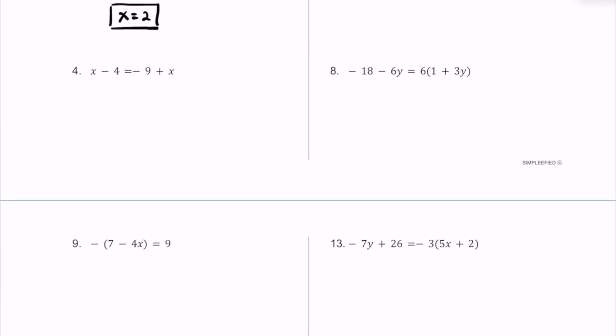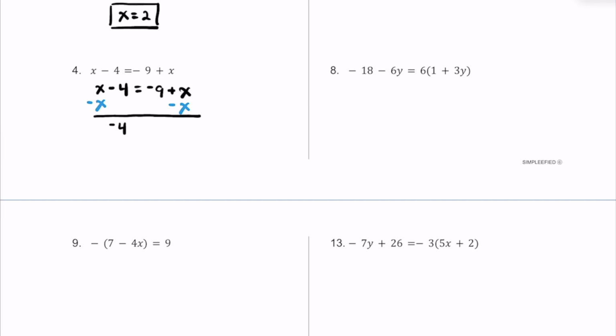All right, here is another one. For number 4, it looks like we have this x minus 4 on the left side, and that's equal to this negative 9 plus x on the right side. All right, so here's what we're going to do. I'm going to go ahead and take away x from the right side as well as take away x from the left side. Now, if we do that, something interesting is going to happen here. So on the left side, x minus x is going to be 0x. We're actually just left with negative 4 on the left side.